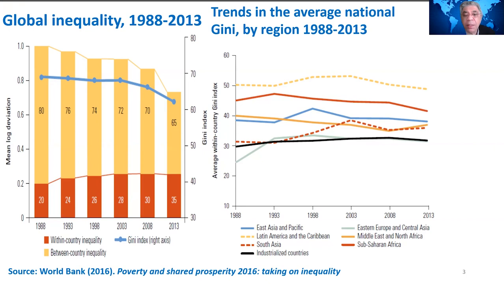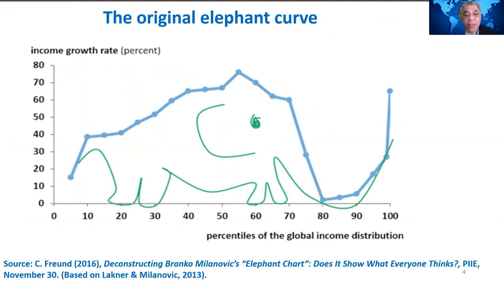Let me say a bit about a curve that became very famous in the last decade, which is the elephant curve. The elephant curve was created by two former World Bank colleagues, Christoph Lakner and Branko Milanovic, in a working paper released in 2013, and became one of the most talked about charts in international economics since then. The graph shows income gains at each point of the global income distribution, the 100 percentiles, okay? For the 20 years spanning the fall of the Berlin Wall to the 2008 financial crisis.